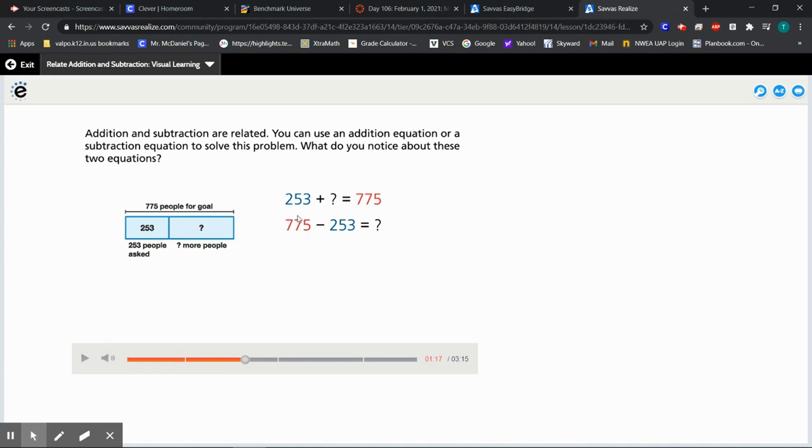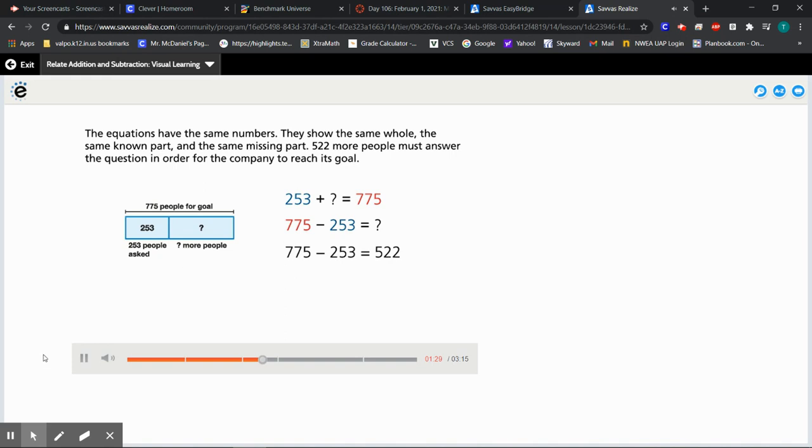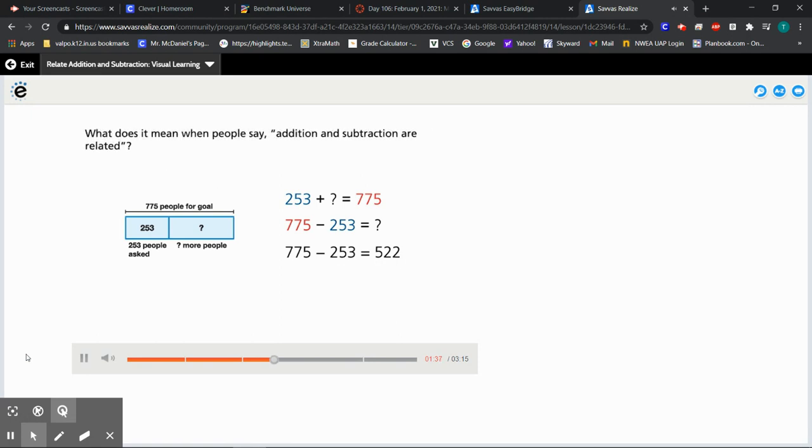So hopefully you're noticing that they're just the opposite of each other. I can usually take the small number and add it to get up to the bigger number, or this is what I prefer to do, take the big number and subtract in order to get to the smaller number. The equations have the same numbers. They show the same whole, the same known part, and the same missing part. 522 more people must answer the question in order for the company to reach its goal. What does it mean when people say addition and subtraction are related?